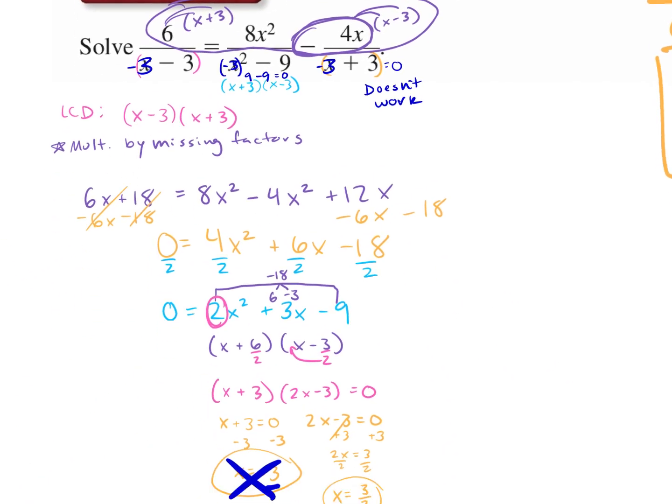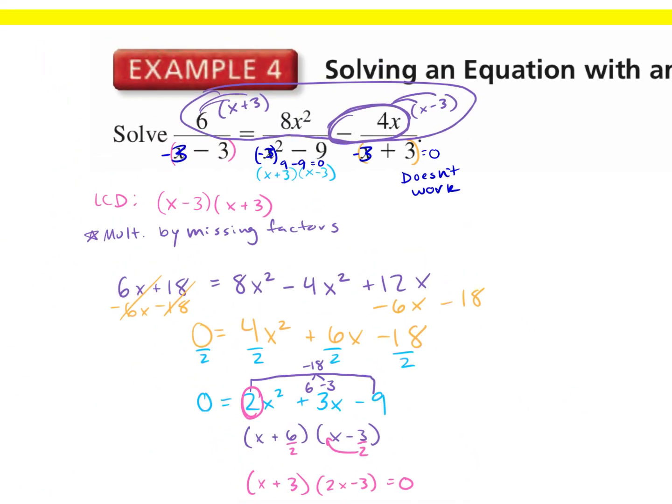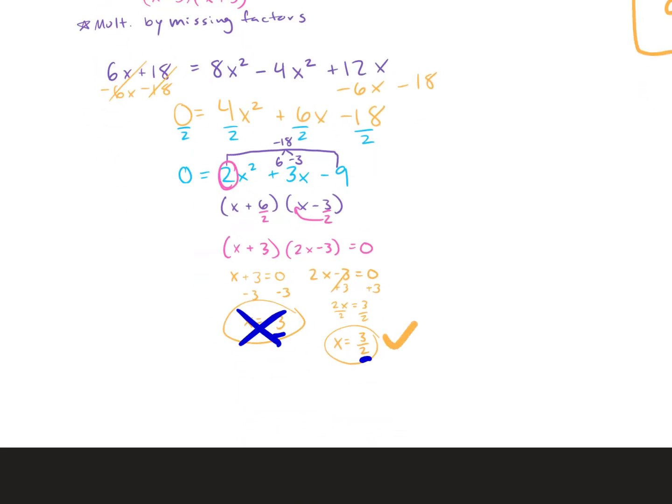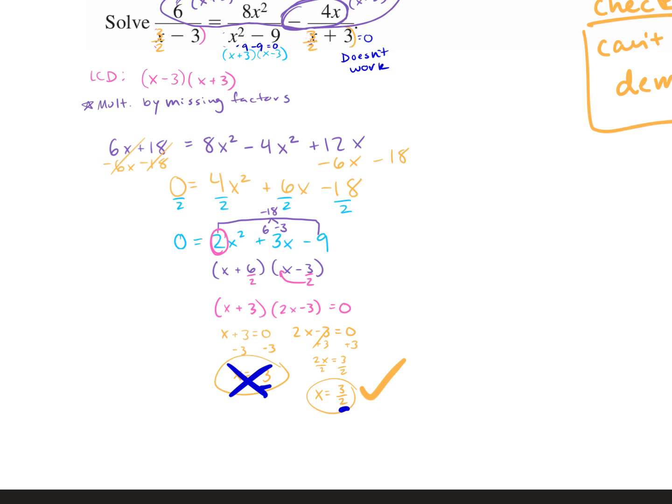We can plug in 3 over 2 also. But just by looking at it, we can kind of tell that 3 over 2 is going to work, because if we subtract 3 from 3 over 2, does that give us 0? No. If we square it and then subtract 9, that's not going to be 0 either. Or 3 over 2 plus 3 is not 0 either. So 3 over 2 works. So you just have to see where it gives you 0 in the denominator. That means it's not going to work. So our only answer here is 3 over 2.